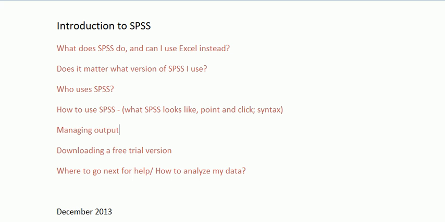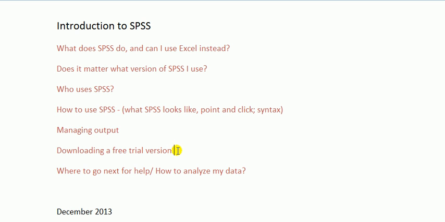Right. So we've talked about managing output. Downloading a free trial version. All right, that's probably going to excite some of you. If you're a student, check whether the IT services in your college support a student license for SPSS, because if they do, typically you can get it for free or just pay for the disk, a few dollars, and that license might just cover the academic year.